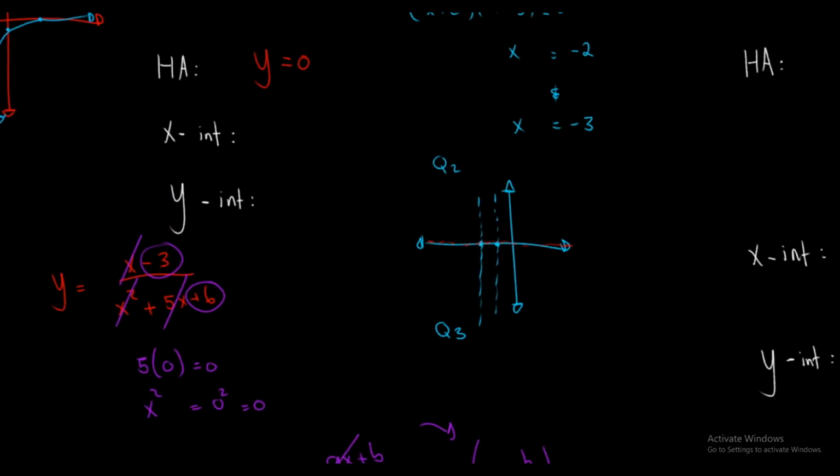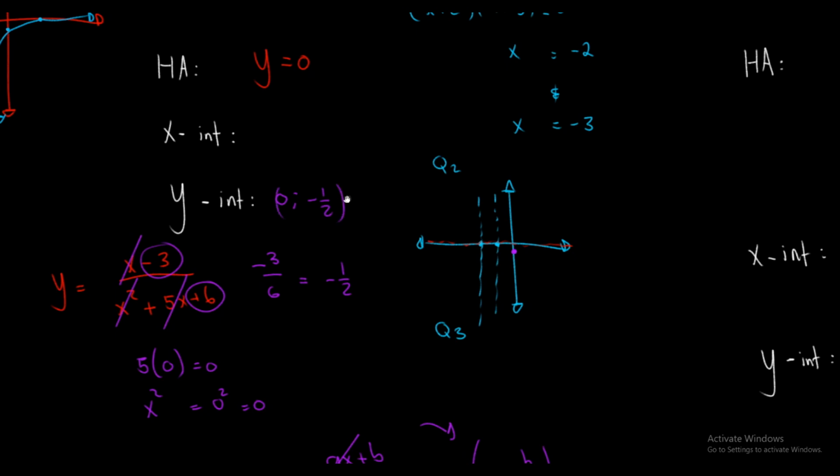Okay, so we found our y-intercept, negative 3 over 6. So we can say negative 3 over 6. That gives me negative 1 over 2 again. Okay, so my y-intercept is negative 1 over 2. It's over there. So we have 0, negative 1 over 2.